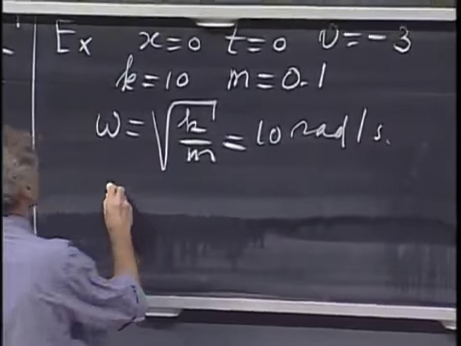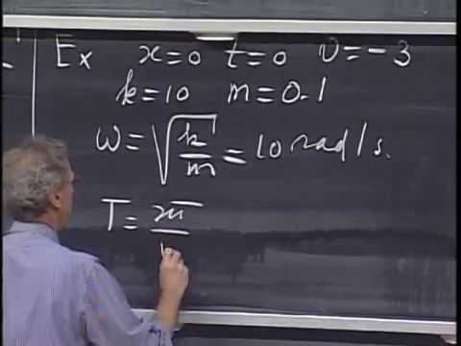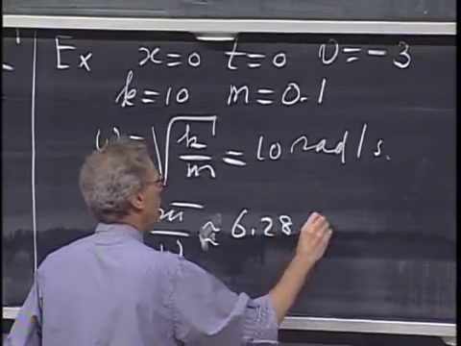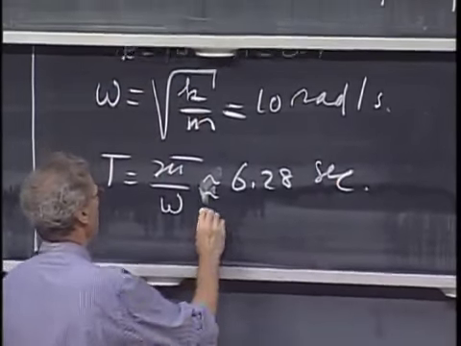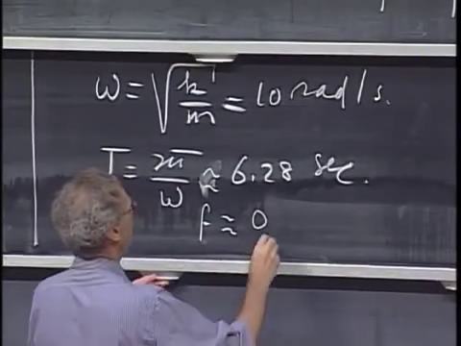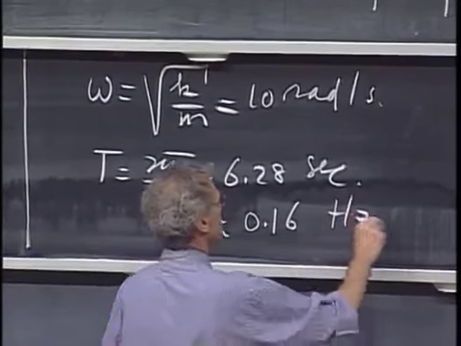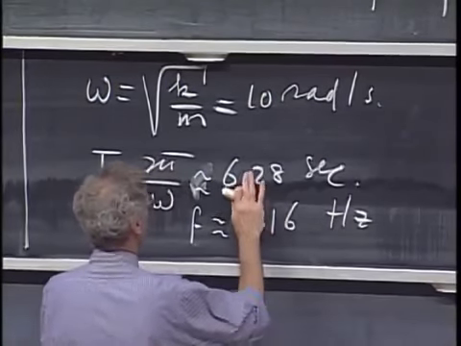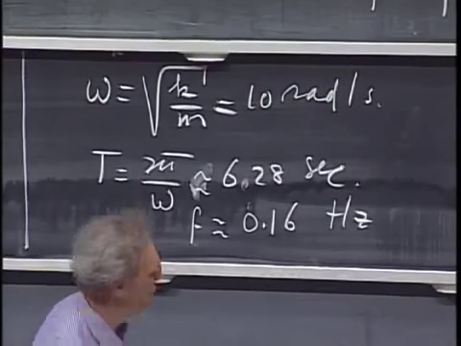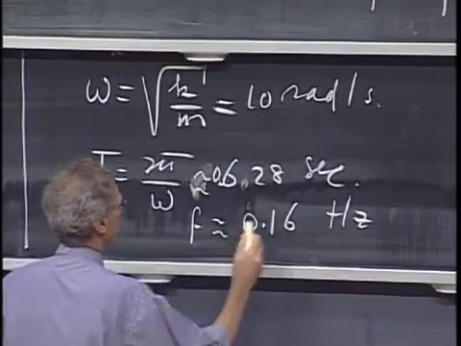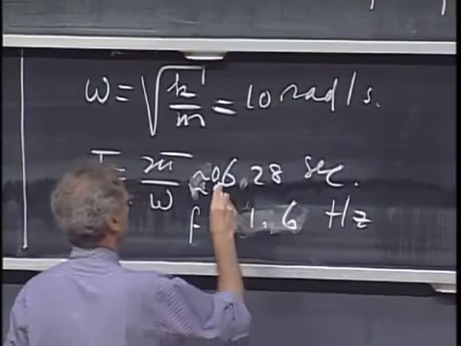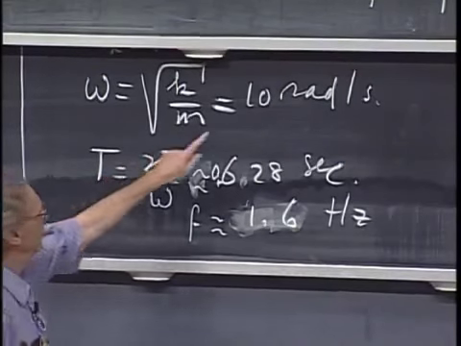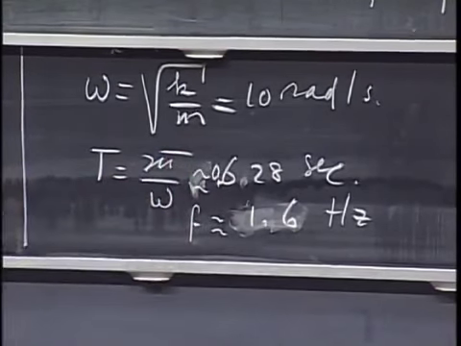The period T, which is 2π divided by ω, would be roughly 6.28 seconds. And the frequency f would be about 0.16 hertz. So just to get some numbers, 1.6 hertz, sorry. This is not my day. This is 0.628, and this is 1.6 hertz. 2π divided by ω, you can see this is 10. 6 divided by 10 is about 0.6.